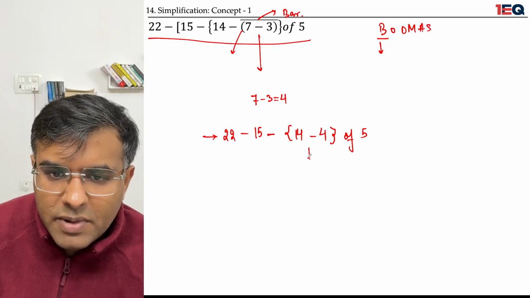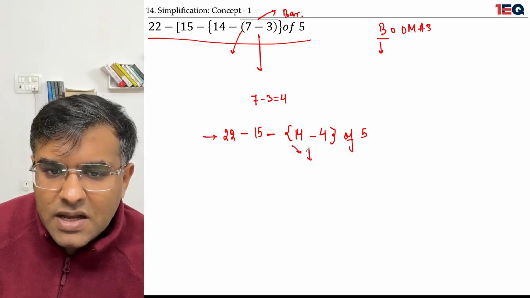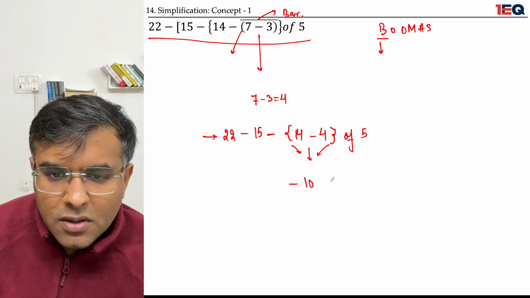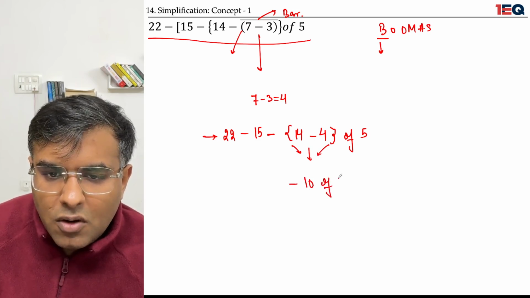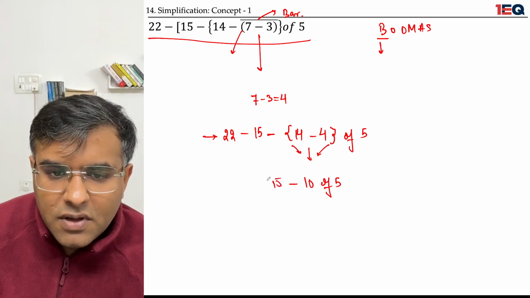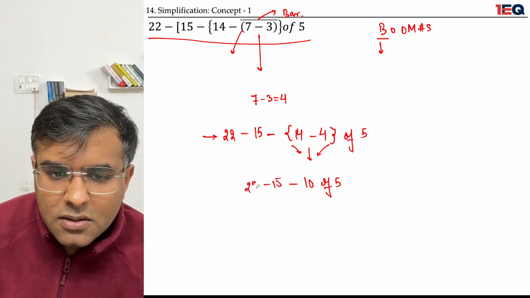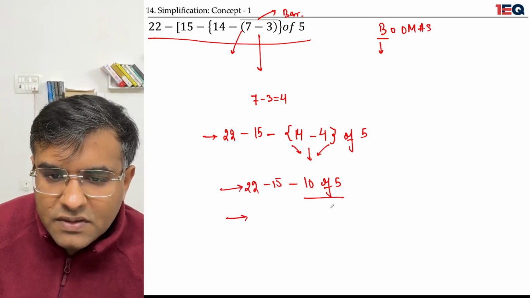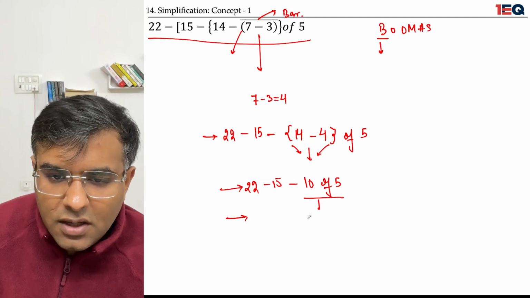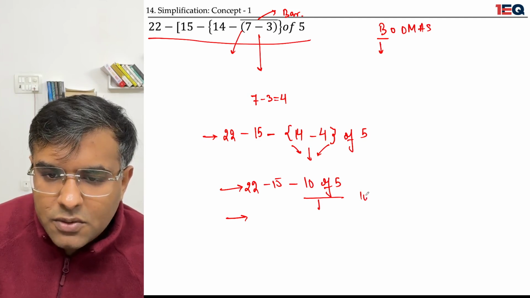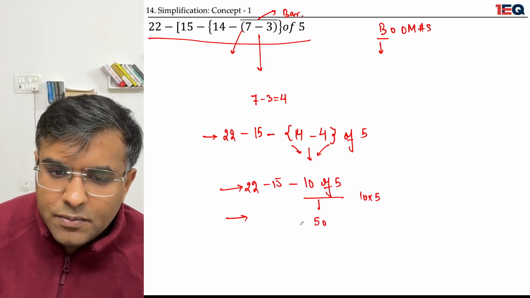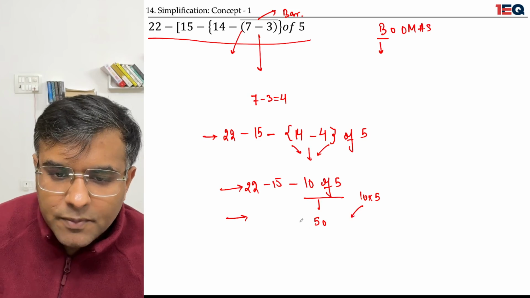Now these curly brackets have their priority. 14 minus 4 is 10. This curly braces would be gone and minus would come here, off 5 would come here, 15 would come here, another minus, and another 22 would come here. So I can solve this off now. 10 of 5 is equal to 10 into 5, which is also equal to 50.